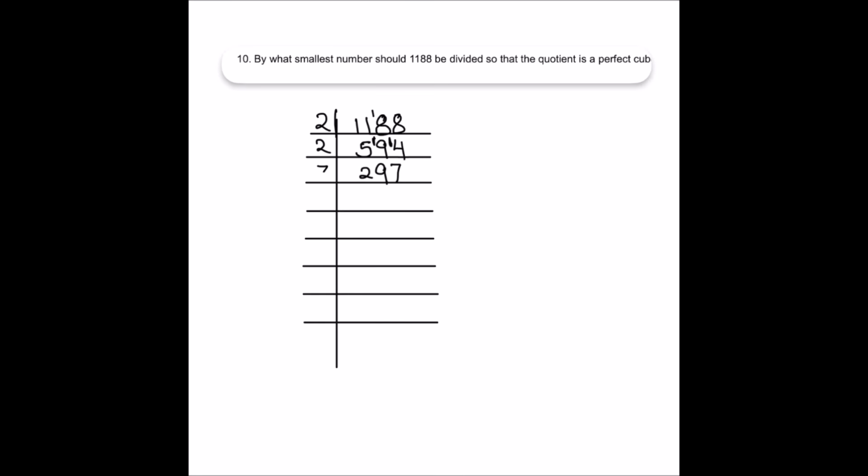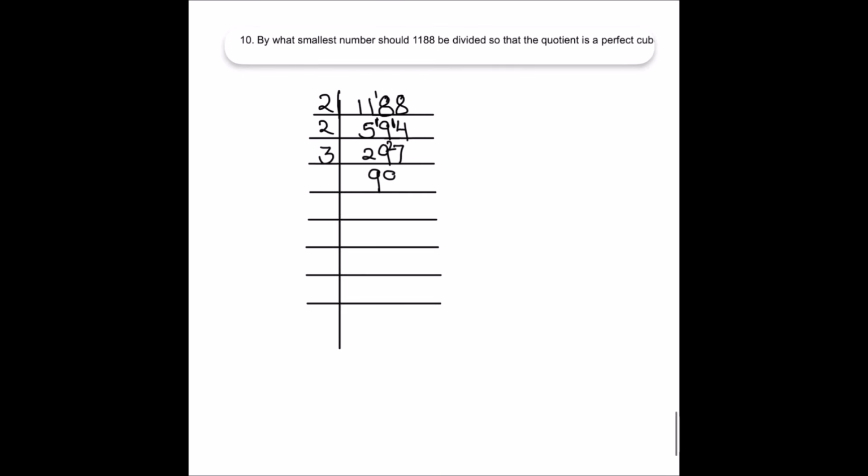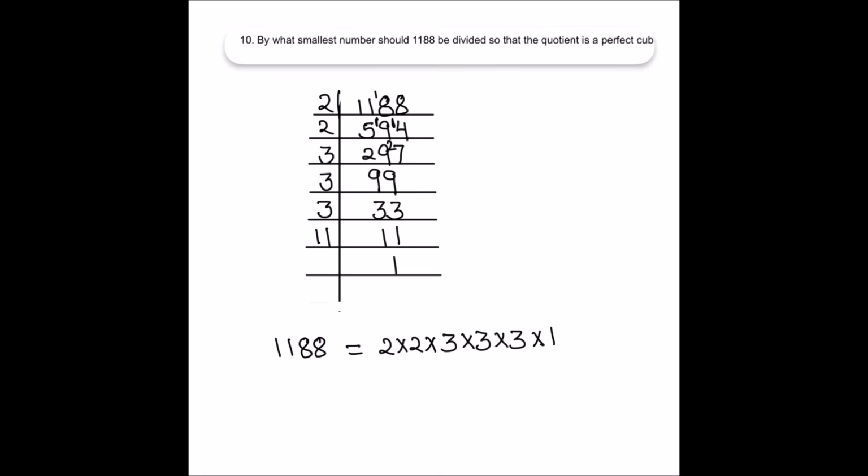Now 297 is divisible by 3. 3 times 9 is 27. 2 is remainder. This becomes 27. 3 times 9 is 27. Again we can divide by 3. 3 times 3 is 9. 3 times 3 is 9. 3 times 1 is 3. 3 times 1 is 3. And 11 times 1 is 11. So we got the factors of 1188 as 2 times 2 times 3 times 3 times 3 times 11.